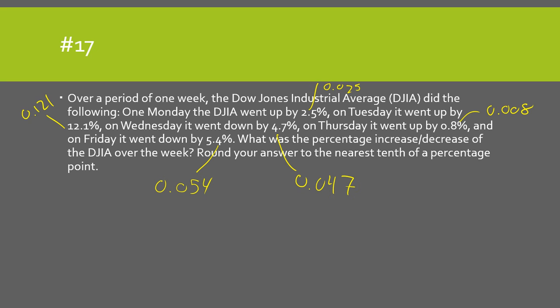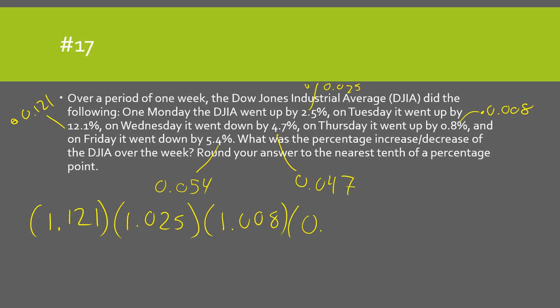So as we see, the ones that increased, this one, and this one, all increase that percentage. So we're going to add 1 to each one. So it's going to be 1.121, 1.025, and 1.008. Okay. And now the ones that decrease, we're going to subtract from 1. So the first one's going to be 0.946 and 0.953. And then all you're going to do is multiply all those together.